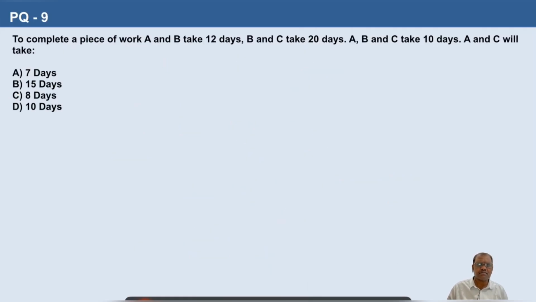Question number 9. To complete a piece of work, A and B take 12 days, B and C take 20 days, A, B and C take 10 days. A and C will take how many days? So write the same formula: time into rate is equals to work.